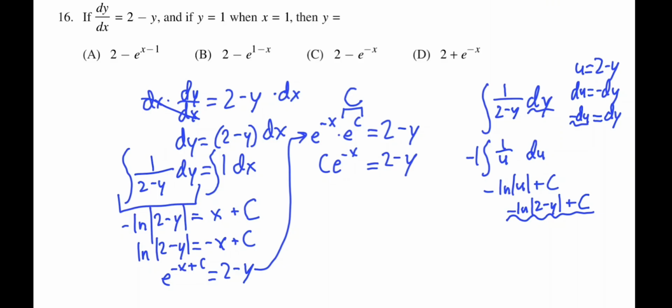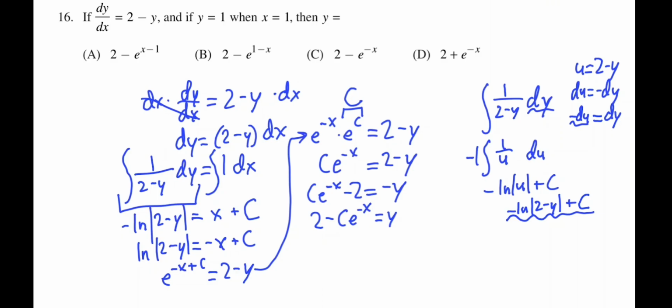All right, now if we subtract away 2 on both of our sides, we have ce to the negative x power minus 2 would be equal to negative y. Then to get the y by itself, we would divide by negative 1, and that gives us a y function of 2 minus ce to the power of negative x.